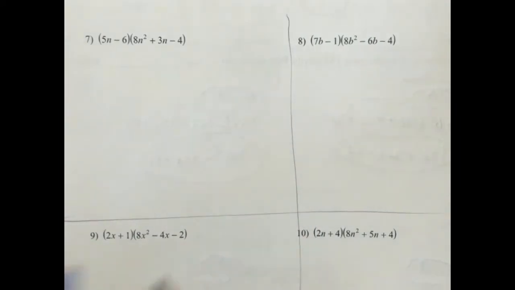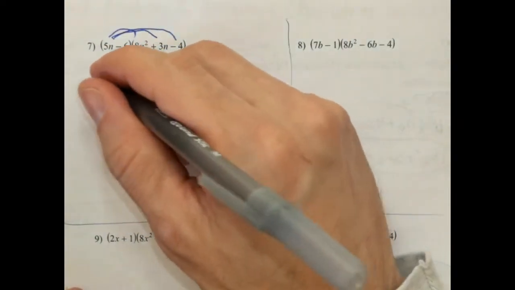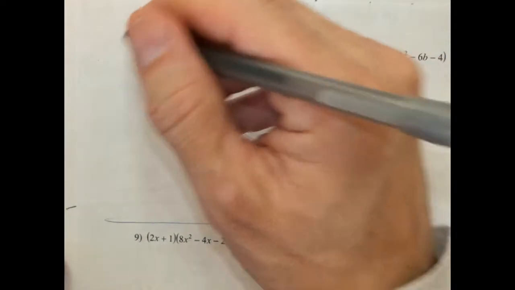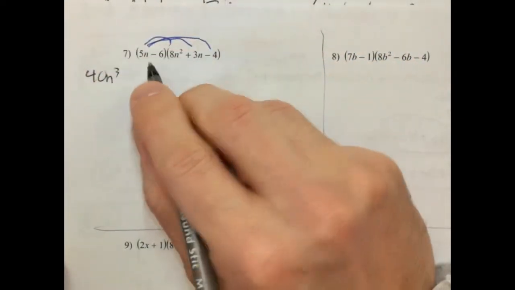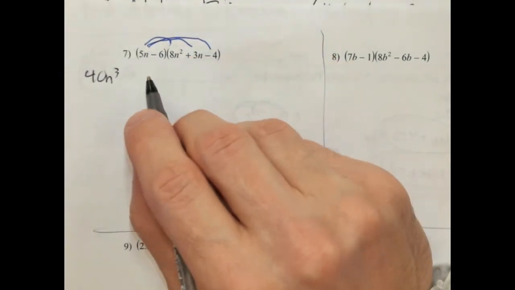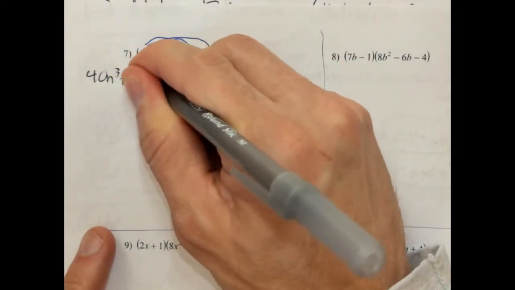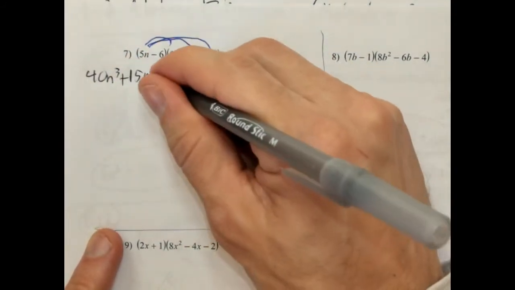Okay, so let's distribute this 5n. So 5n times 8n squared is going to be 40. Actually, I'll go all the way over so we have more room. 40n cubed, because we're adding the exponents. So that's n to the 1, n to the second. 1 plus 2 is 3, right? And then 5n times 3n is going to be plus 15n squared. 5n times negative 4 is negative 20n.